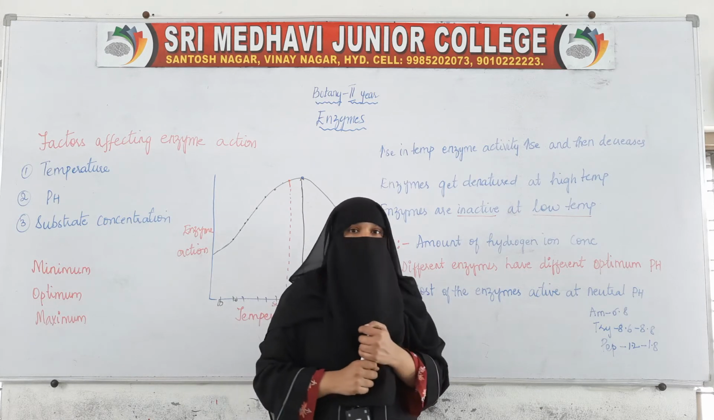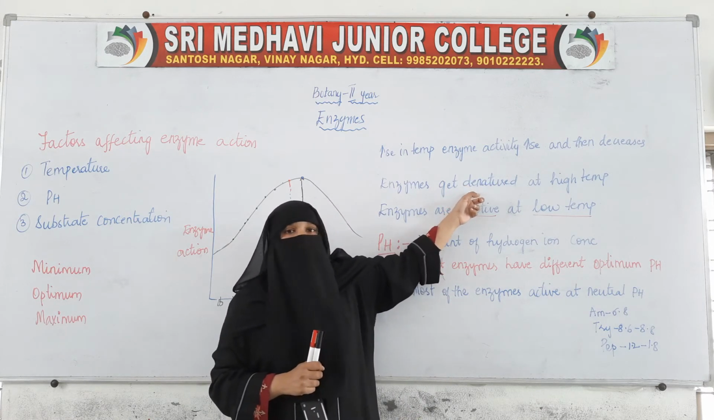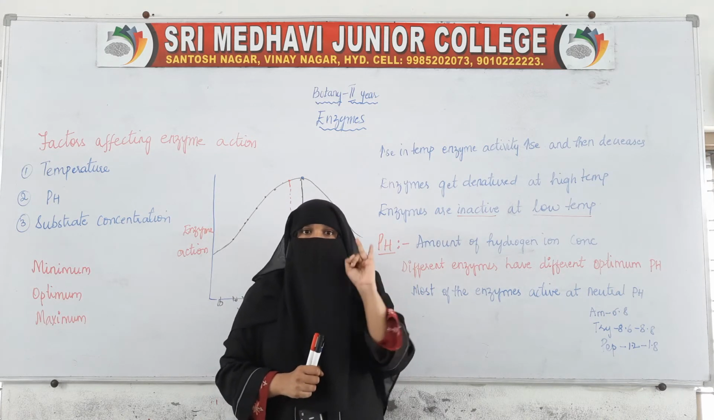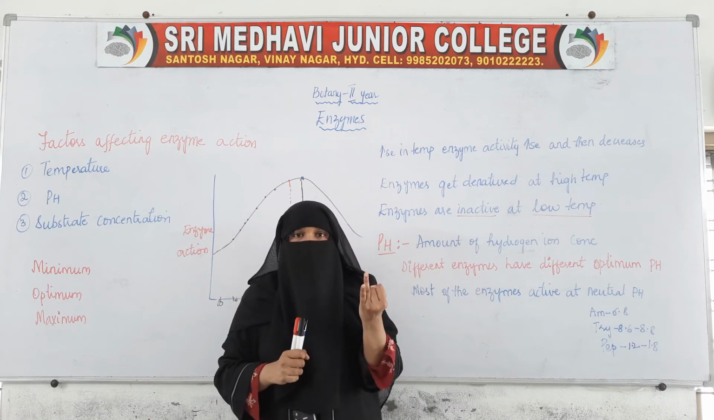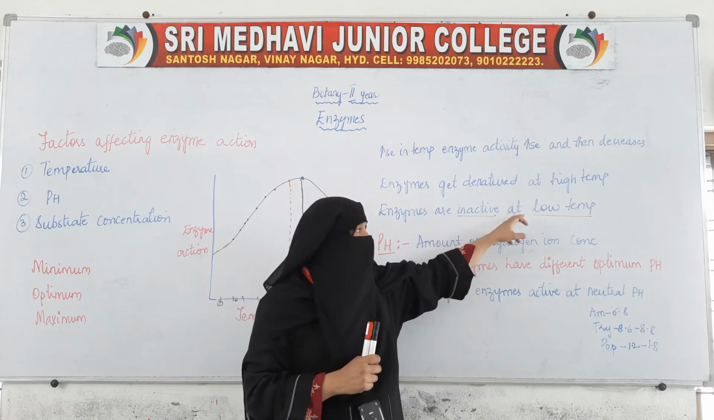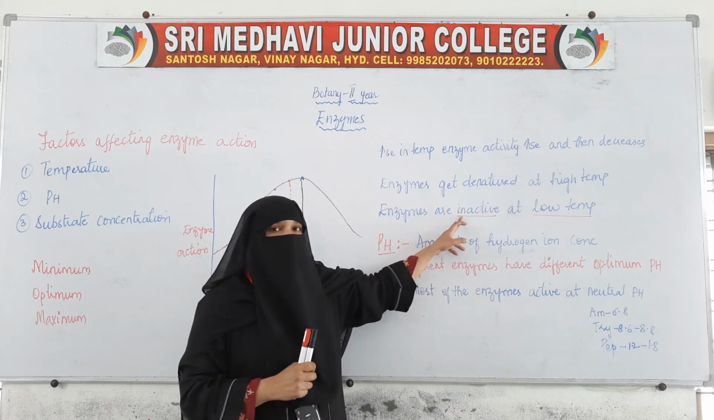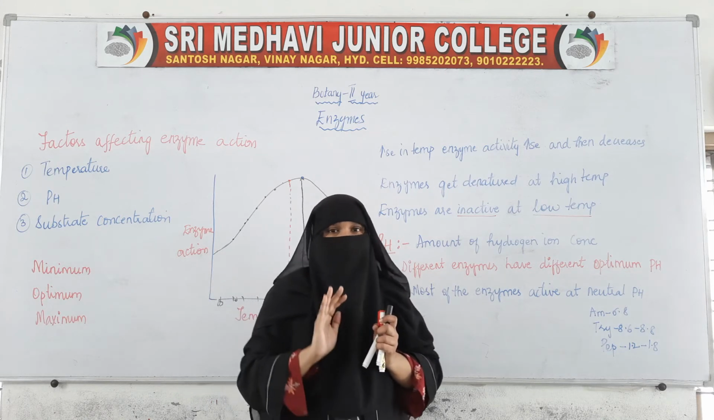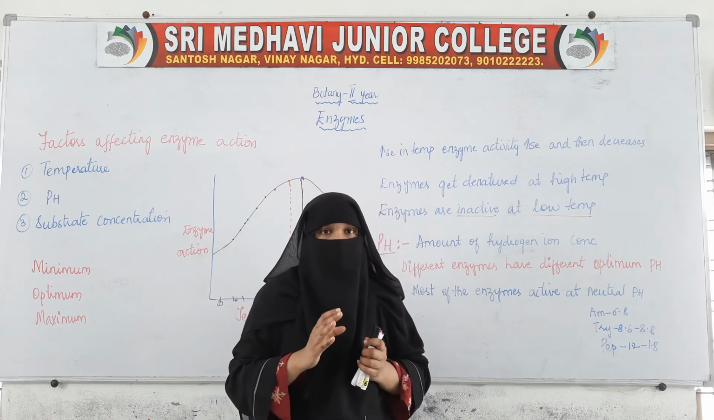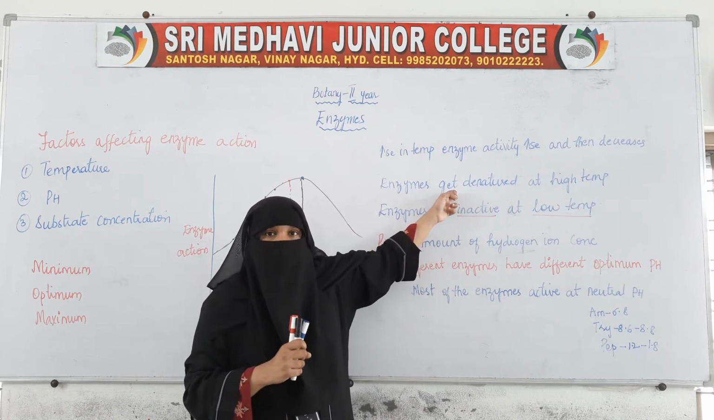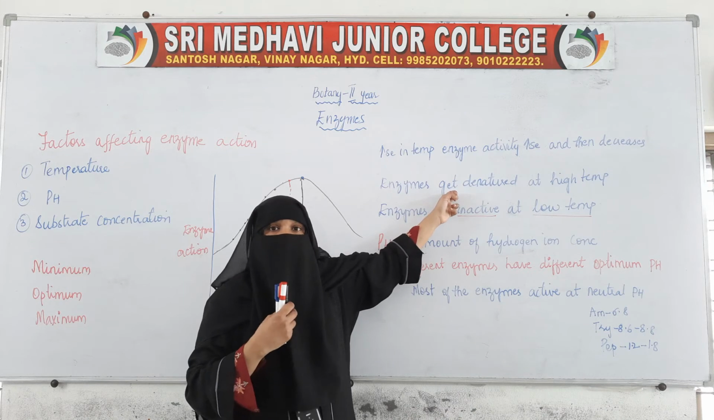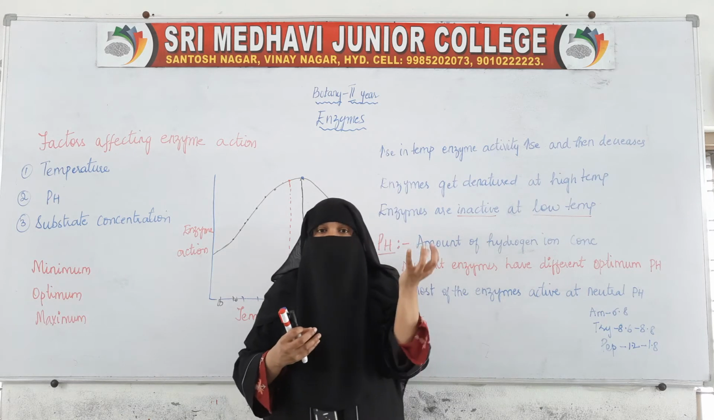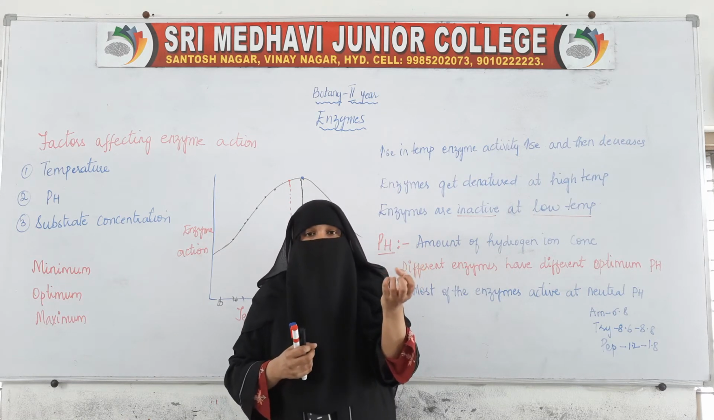At very high temperature, the example is boiling, heating the food. We preserve the food by either keeping it in the refrigerator or by heating it. Keeping it in the refrigerator means at low temperature. The enzymes will become inactive and the food will be stored. It won't be spoiled for a certain period. And at high temperatures, we can even preserve the food by heating it. Heating means providing high temperature. When we heat the food, whatever enzymes are present inside the food will get denatured.